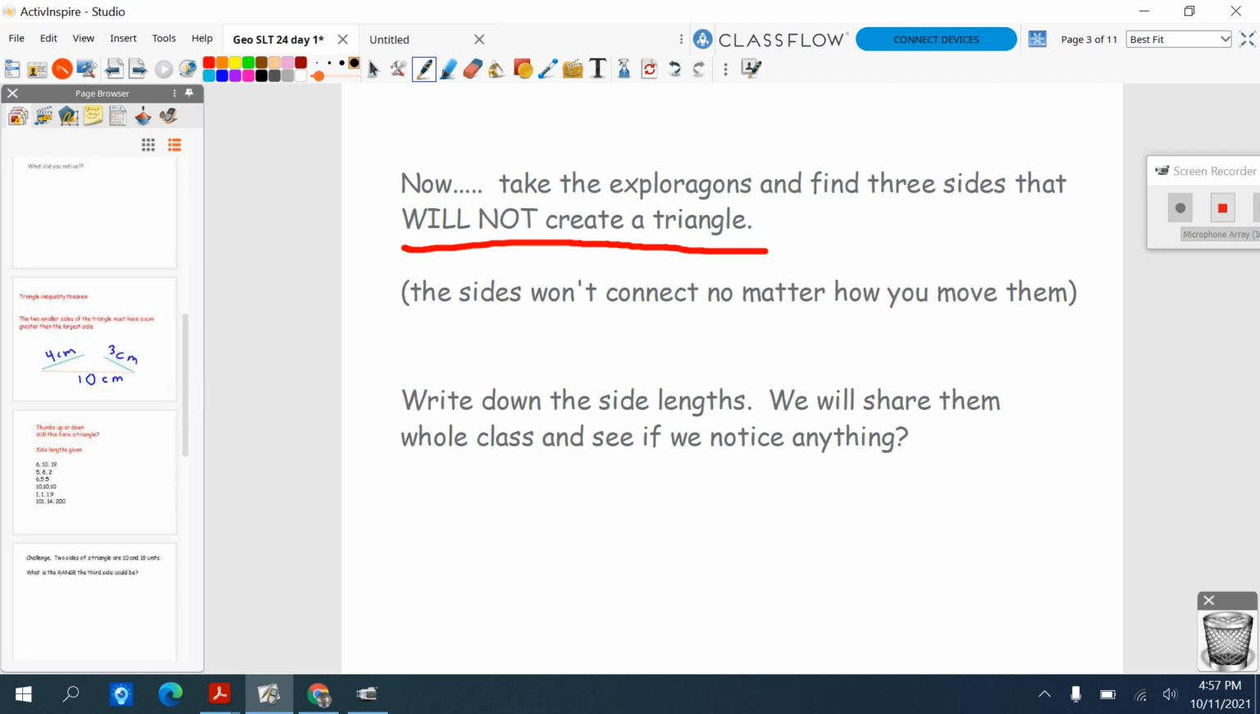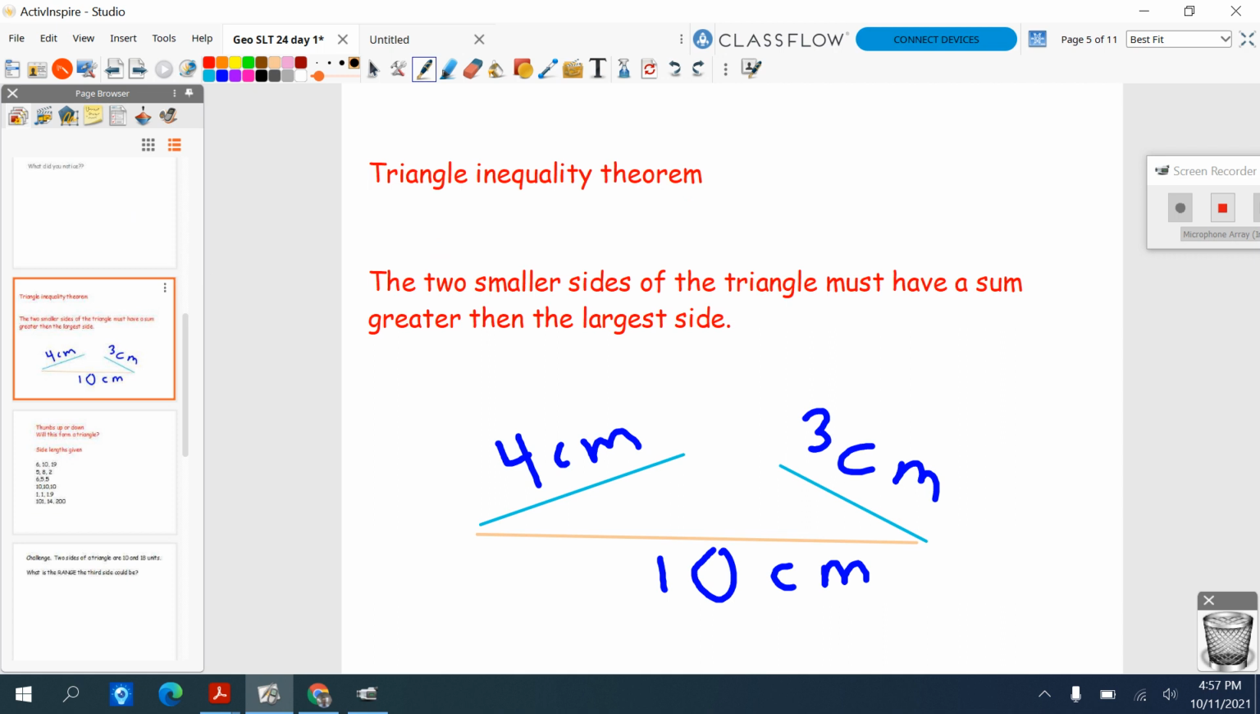You should have noticed what is called the triangle inequality theorem. This is one of those theorems where you have to memorize the name and know what it means. When you have the 2 smaller sides of the triangle, if you add them together and they're not greater than the biggest side, it won't form a triangle. The way that we can say that in math speak is: the 2 smaller sides of the triangle must have a sum greater than the largest side.